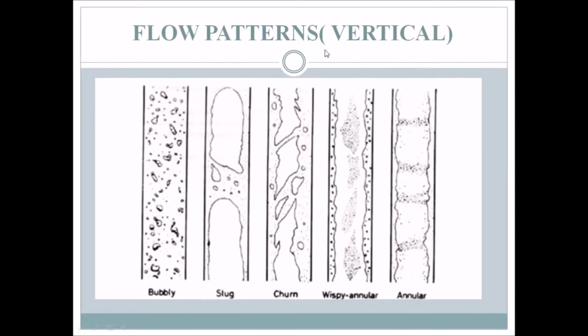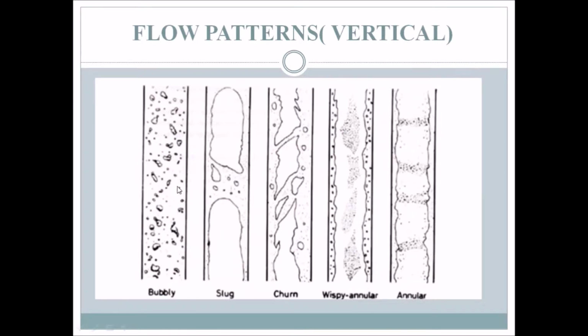Now if you are having a vertical pipe, this is what we have. This is the kind of bubbly that we have there. This is slug, this is churn, this is wispy annular, and this is the normal annular. So these are the major types of flow patterns that we have, both for horizontal and vertical pipes.